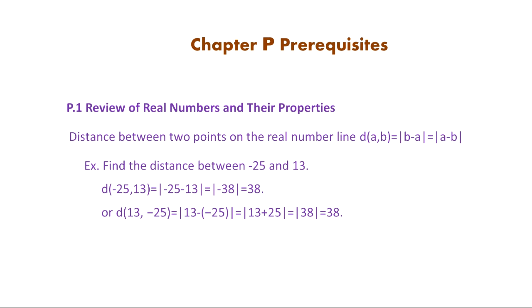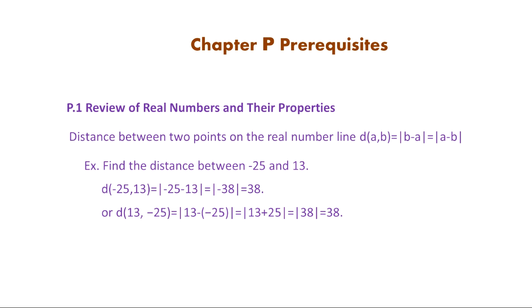All right, great. So let's talk about the distance now. Distance between two points on the real number line. We use the notation D parentheses A, B. That means the distance between two numbers A and B on the number line. So you can mark the two numbers A and B on the number line, and you want to find how far these two points are.